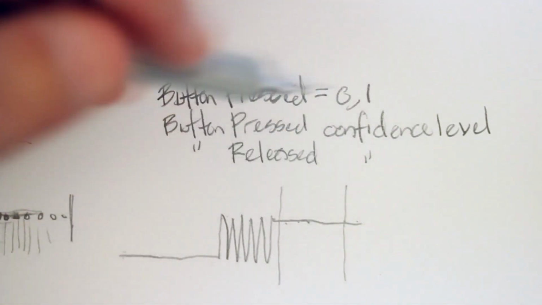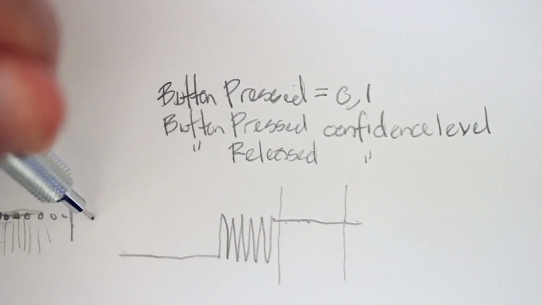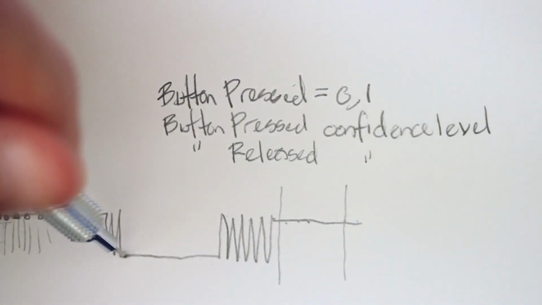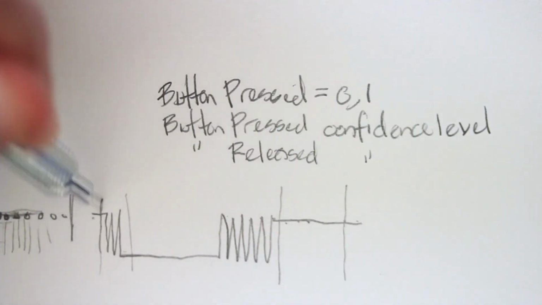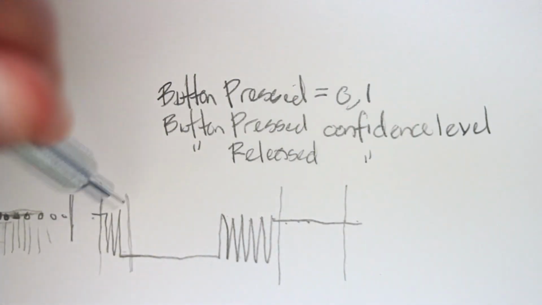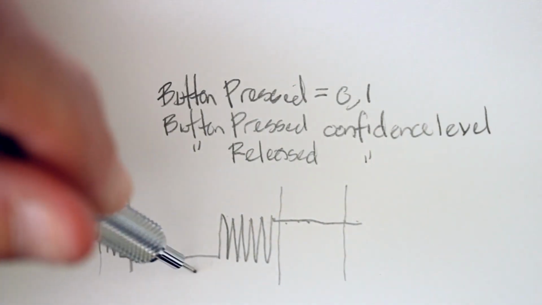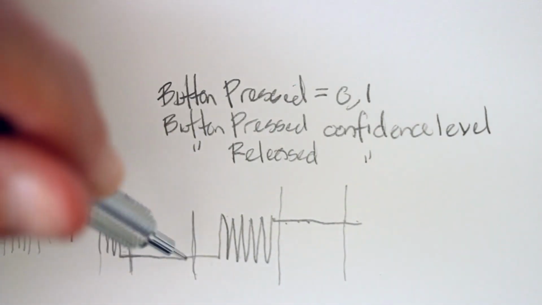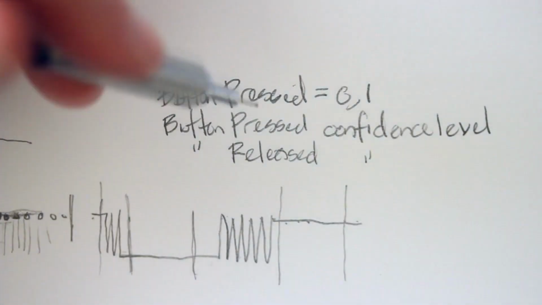And the same goes for the button released confidence level. When it's pressed over here somewhere, and then it starts to do some bouncing, and it finally gets to 0, we want to eliminate all of this bouncing as well. We don't want any of this. So we're going to do the same thing. If button pressed is 1, then when it gets through enough samples for when the button is released, we can say that the button pressed is equal to 0, meaning the button is released.